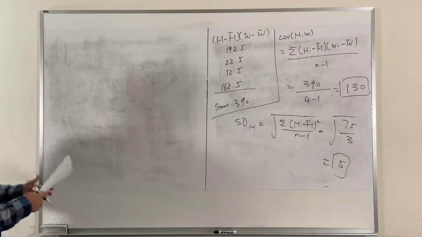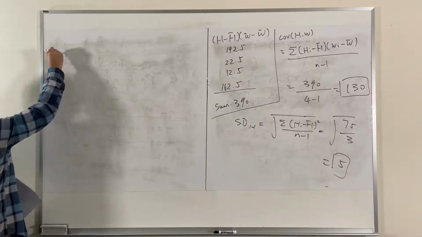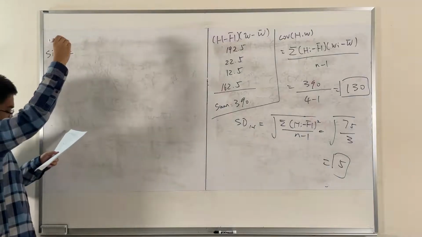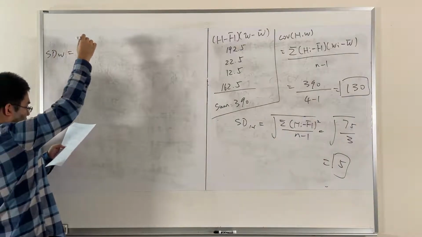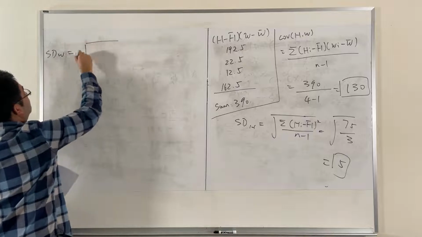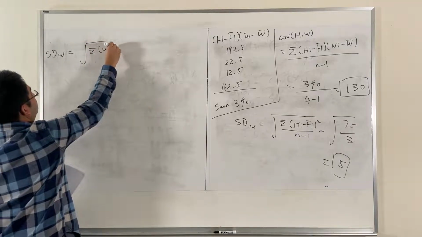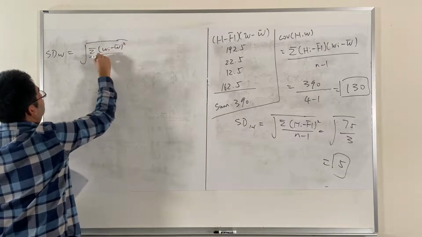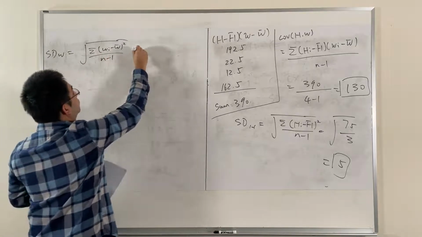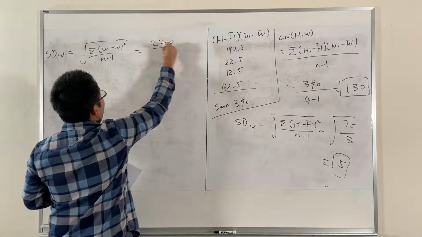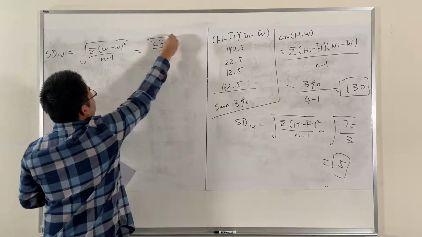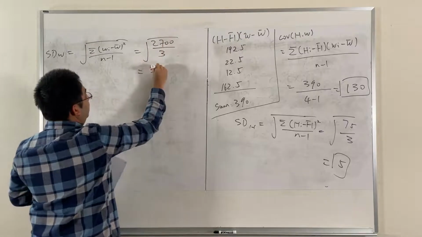Okay, next one we need is the standard deviation of your weight. That equals the square root of the summation of (wi minus w bar) squared over n minus 1. That equals 2700 divided by 3. Take the square root. That equals 30.